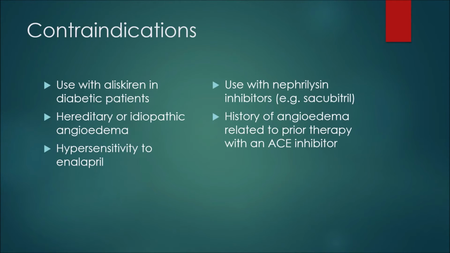In terms of contraindications or reasons we would not be able to prescribe enalapril, the medication is not to be used with aliskiren in diabetic patients. If a patient had hereditary or idiopathic angioedema, they would not use enalapril, as well as if they had a hypersensitivity to enalapril or any other component of the formulation. It's not to be used with neprilysin inhibitors, such as sacubitril, and also if a patient had a history of angioedema related to prior therapy with an ACE inhibitor, they would not be given this medication.